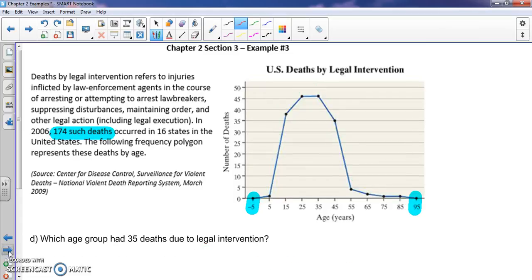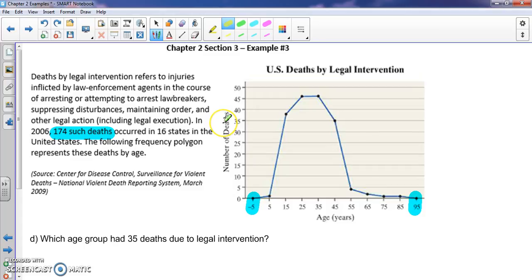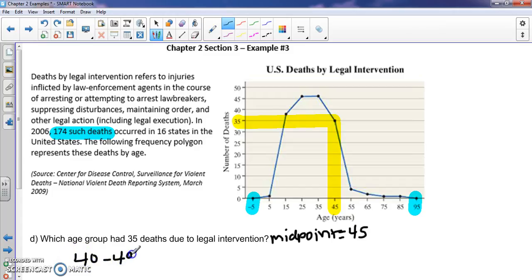So moving on. So we know which age group had 35 deaths due to legal intervention. So what I'm going to do is we find the number of deaths of 35 here, and we're going to follow that over on our graph here. So I see where that hits, and then I'm going to follow that down. So we have a midpoint here of 45. So that means we're looking at the 40 to 49-year-olds. So let's fix this.